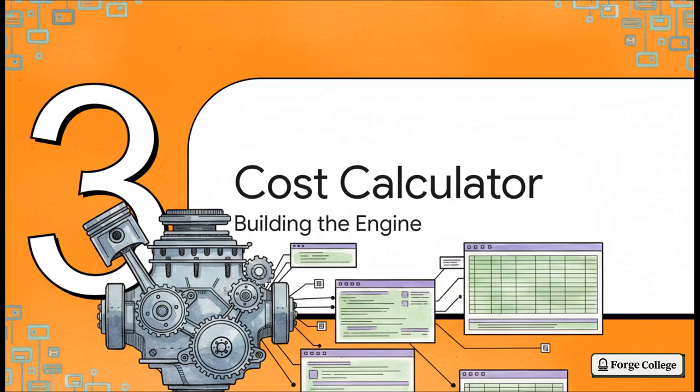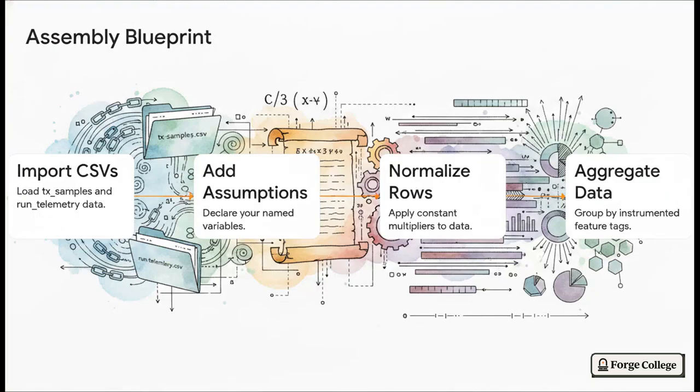Okay, Section 3, building your cost calculator. So we are finally ready to assemble the actual math engine. Here is the sequential blueprint. First, we import those cleaned CSV files from our previous benchmarking module, specifically txsamples.csv and run telemetry.csv. Second, we add that assumptions sheet we just talked about, making sure our named variables are locked in. Third, we normalize every single transaction row using our constants. And fourth, we aggregate the data per operation.